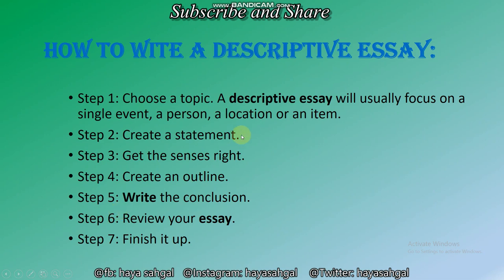Now let's see how we can write a descriptive essay. What are the rules? What is the strategy? First step, you have to choose the topic. For a descriptive essay, you have to choose a topic: a single event or a person, location or an item. Okay, you have to talk about a certain topic. After choosing the topic, step 2, you have to create a statement. Form the sentences. Then get the senses right. After forming the sentences, the statements, you have to add the senses over there according to the need, according to the topic, to make it descriptive.